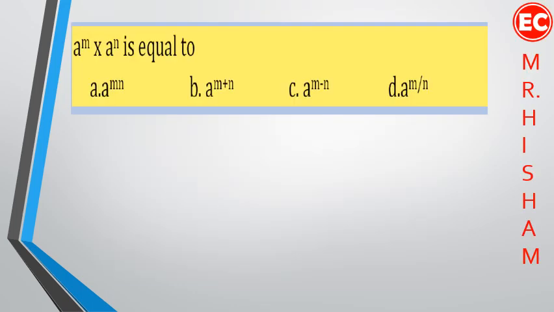A to the power of m multiplied by a to the power of n. If I have the same base, all I have to do is add the powers. So the right answer is B.